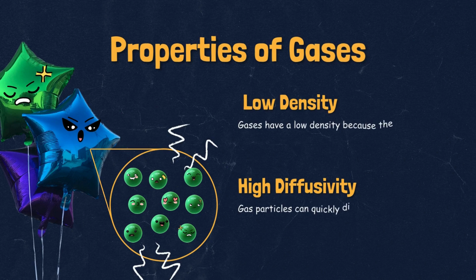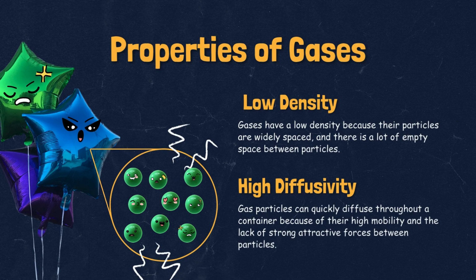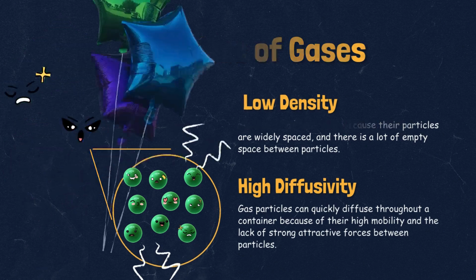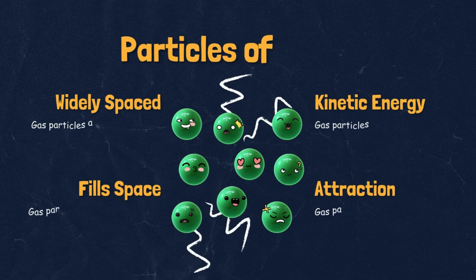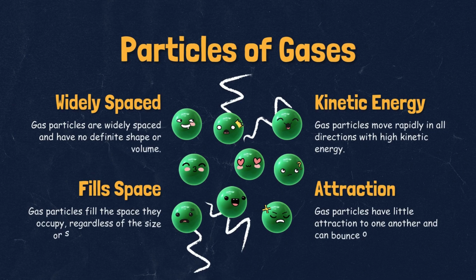Low density. Gases have a low density because their particles are widely spaced, and there is a lot of empty space between particles. High diffusivity. Gas particles can quickly diffuse throughout a container because of their high mobility and the lack of strong attractive forces between particles. Widely spaced. Gas particles are widely spaced and have no definite shape or volume.